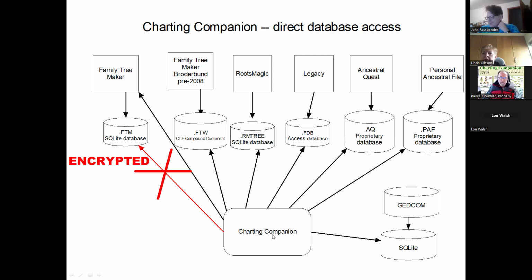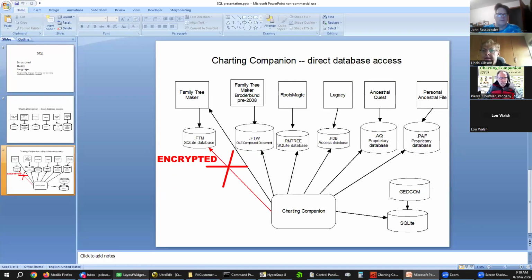So Charting Companion reads all the databases directly, whether it's PAF or Access or SQLite. Also, when importing a GEDCOM file, Charting Companion will create an SQLite database. It's true in all cases except the new Family Tree Maker. The Family Tree Maker SQLite database is encrypted, and MacKiev doesn't share the key. So Charting Companion has to go through the Family Tree Maker plugin API in order to access the database. And that's unfortunate because it prevents us from doing certain things.